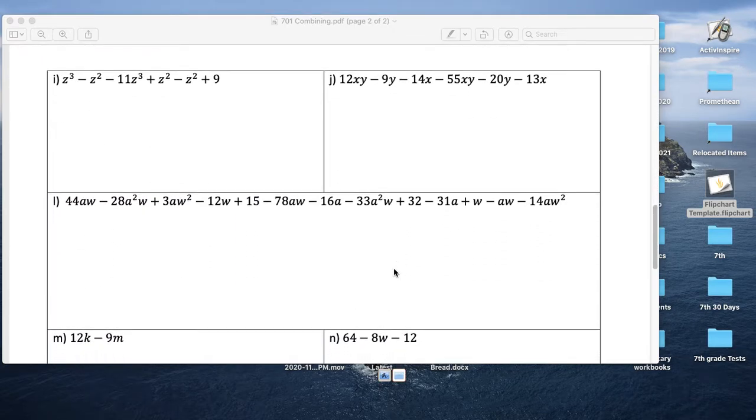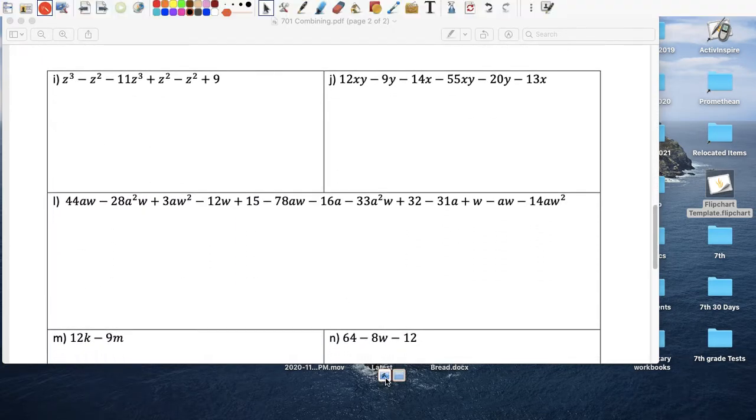All right, so next page. Again, let's start with the variable that has the highest power, and this is the one here, z cubed and minus 11z cubed. So I'm going to write those two next to each other. I'm going to write a 1 here, again, until you get used to it. And then minus 11z cubed.